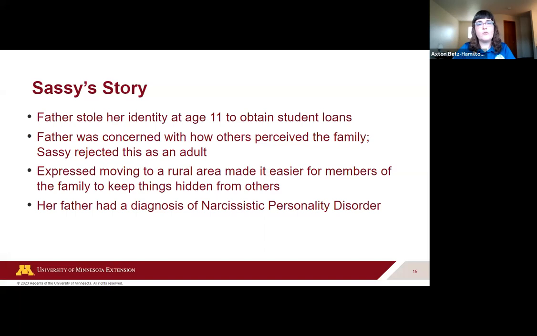Moving on to Sassy's story, her father stole her identity at age 11 to obtain student loans. Her father was concerned with how others perceived the family, and as a result, Sassy rejected this as an adult. She realized that how people perceive you in terms of what you own and what you wear is really not a reflection of who you are as a person. Her father tried to project an image and finance an image that he really couldn't afford, and how he afforded it was through stealing the identities of his children.